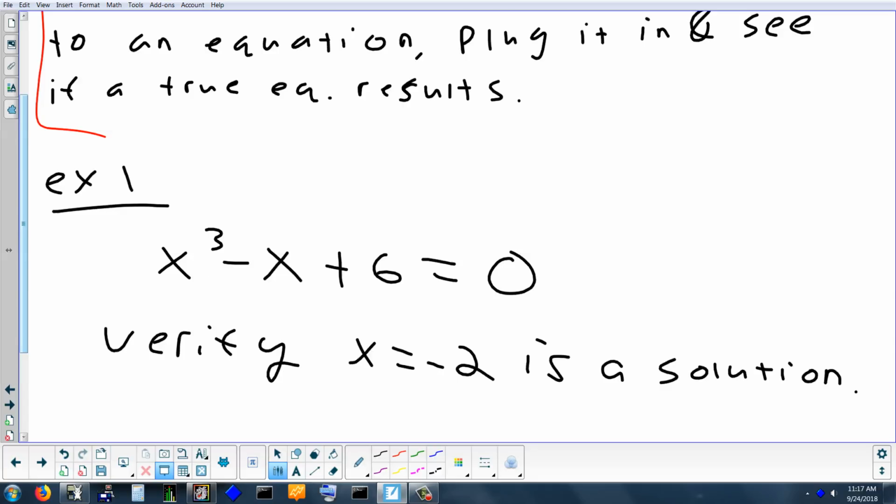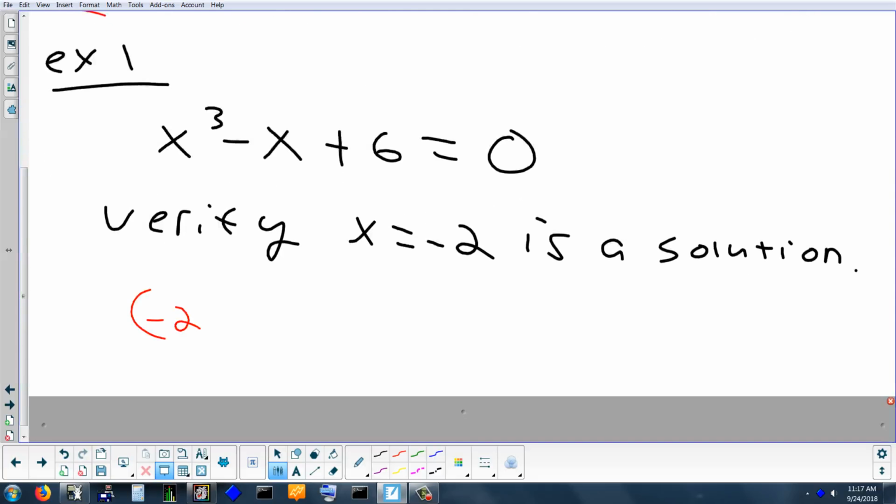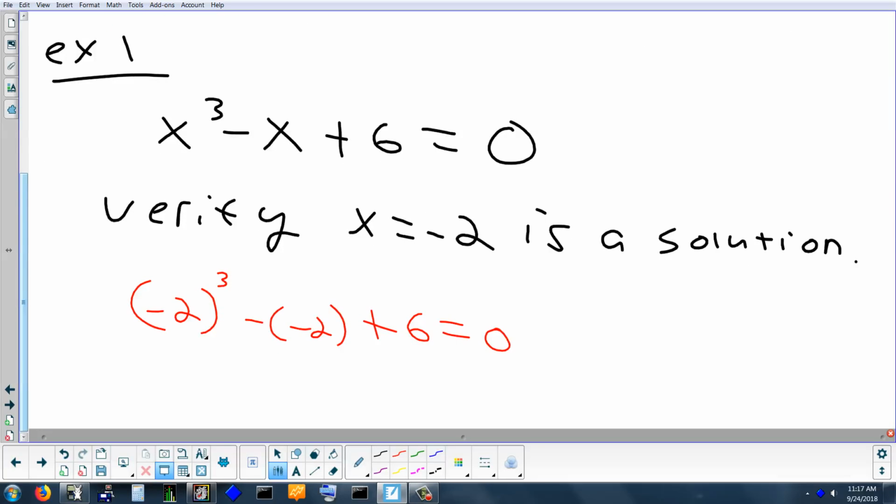Right? So Tori, how do I check that -2 is a solution? You plug it in for x. So -2 cubed minus -2 plus 6 equals 0. Okay, -2 cubed gives me -8. Minus -2 becomes +2. Sometimes I put a question mark above it because we don't know if it's true yet. That's what we're trying to figure out.